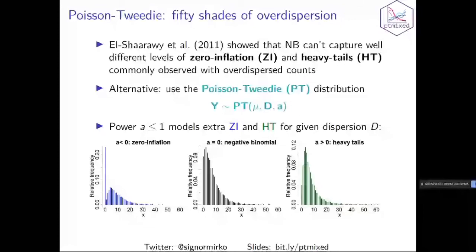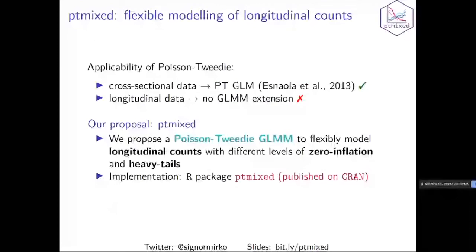In 2013, Esnaola proposed the Poisson-Tweedy GLM that can be used to deal with cross-sectional data. However, a mixed effects model extension is lacking, and this prevents the possibility to apply the Poisson-Tweedy to longitudinal count data. For this reason, we have developed the Poisson-Tweedy generalized linear mixed model. This model can be used to analyze longitudinal counts that exhibit different levels of zero inflation or heavy tails. And furthermore, we have created ptmixed, which is an R package that makes it easy to estimate this model.